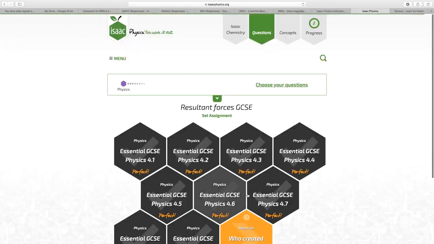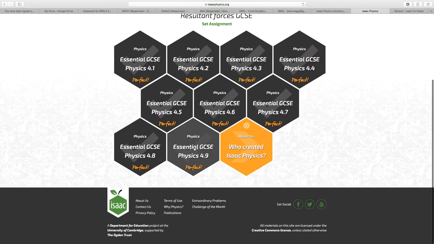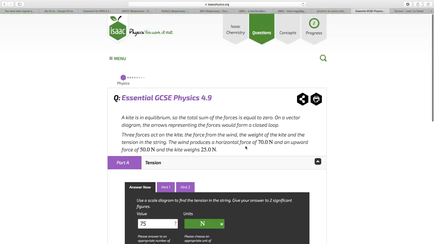Finally then, 4.9. A kite is in equilibrium so that the total sum of the forces is equal to 0. That's what equilibrium means, no resultant force. On a vector diagram, the arrows representing the forces would form a closed loop. This is one of the things that you can do to verify equilibrium or to establish the force required to produce equilibrium by drawing this scale vector diagram.